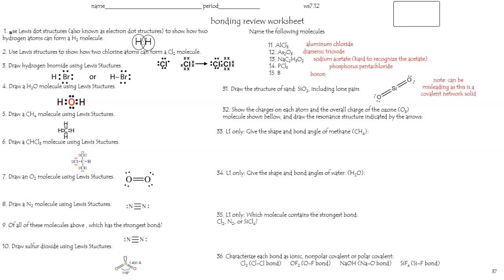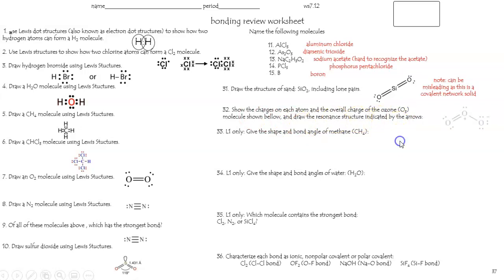There they are, on each oxygen. Looks good. Don't forget that this is a covalent network solid, so this can be a misleading structure. That would be your first approximation in theory, right? But if you looked at the actual structure, every silicon would have 4 bonds and there'd be a network of oxygens around it.